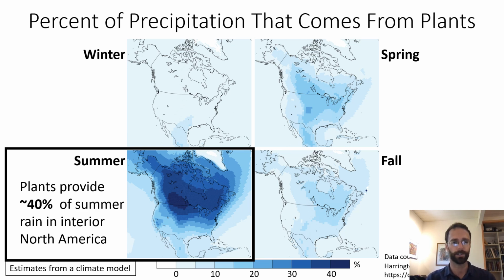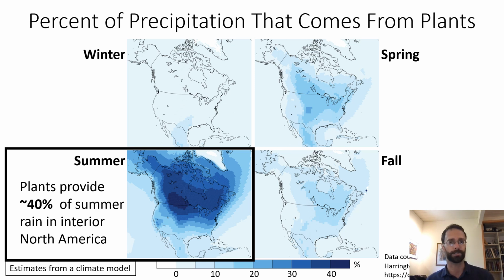So it's these interior and eastern portions of northern North America that need plants to provide a large proportion of their warm season or summer season rain. If plants were to transpire less, or stop transpiring completely because vegetation dies off, or from a drought or a pest infestation, these regions would be in a lot of trouble, because they receive such a large fraction of their precipitation from plants.